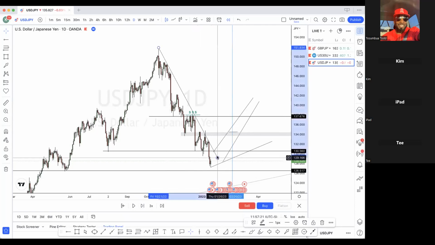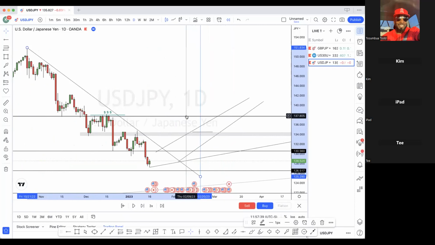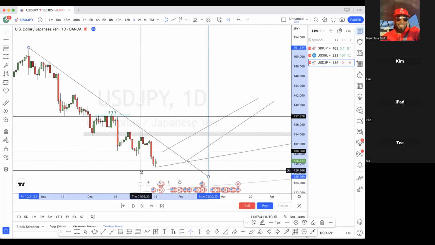I'm going to extend my trend line. And now that we've gotten some more data here, I'm just going to use that swing high, and I'm going to take it to my target area right here. So now what am I expecting? I am expecting a pullback.